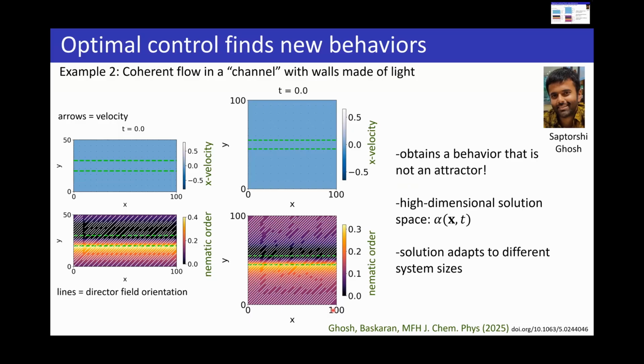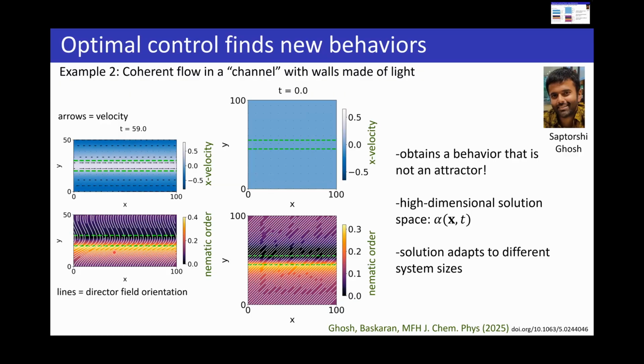We did this. We were able to do this for a number of different target states. This is an example where we again take a bulk system, but we want it to behave as if there's a channel running through the middle, specifically where these green dashed lines are. We want there to be coherent flow in the x direction running through that stripe. And so again, we run our framework.